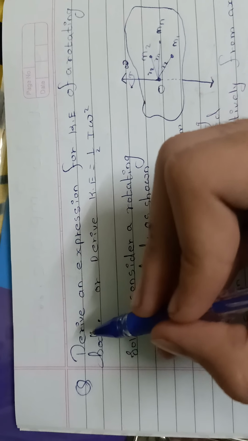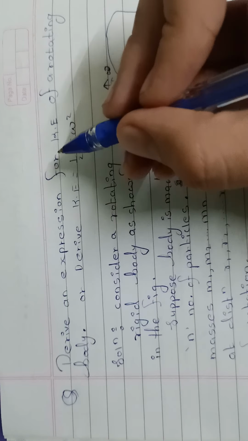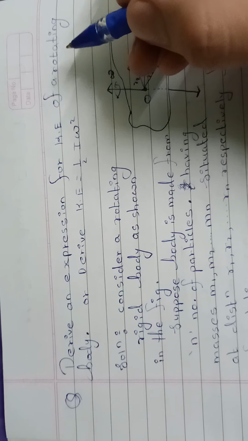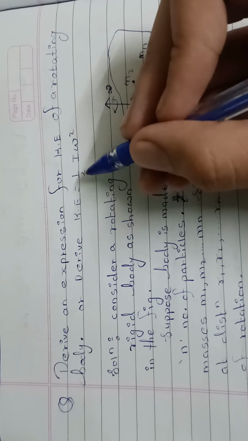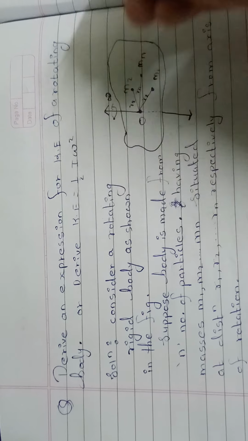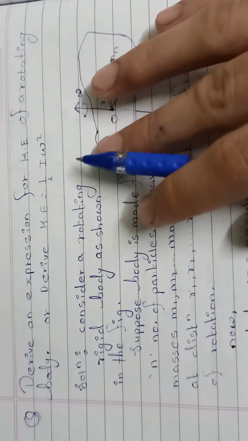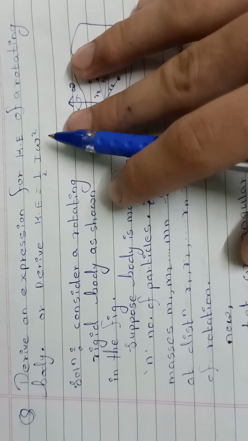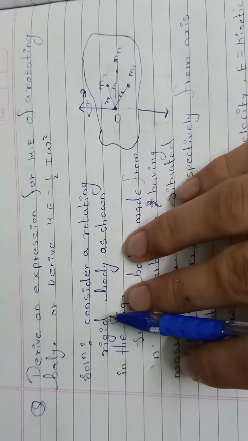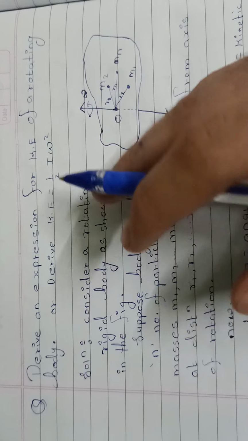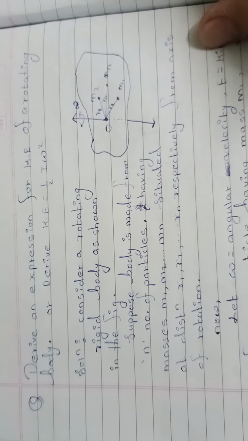So here the question is, derive an expression for kinetic energy of a rotating body, or you can say derive kinetic energy equals half I omega square. Here I stands for moment of inertia and omega stands for angular velocity. This question is very important for boards, 12th boards.